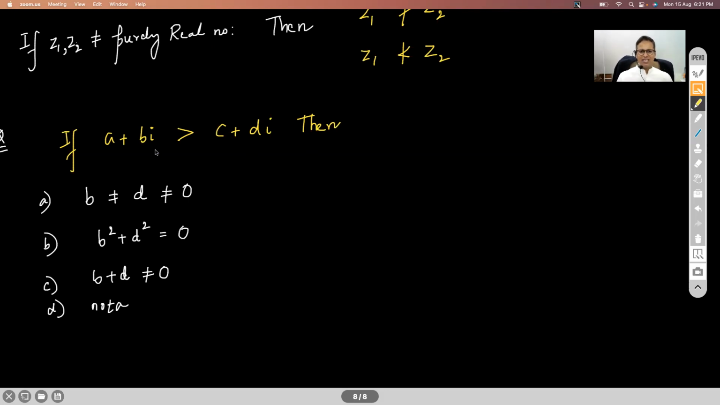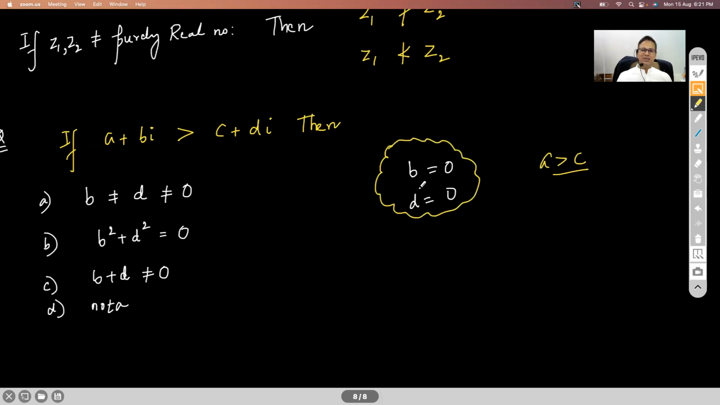See, if at all there is a comparison between two complex numbers, what did I tell you? It should be purely real. That means B and D should be 0. Else such a comparison will not become valid. But since the question setter has compared it, it means that B and D are 0 and A is greater than C. But that is not my point. My main important point is that B and D should be 0.